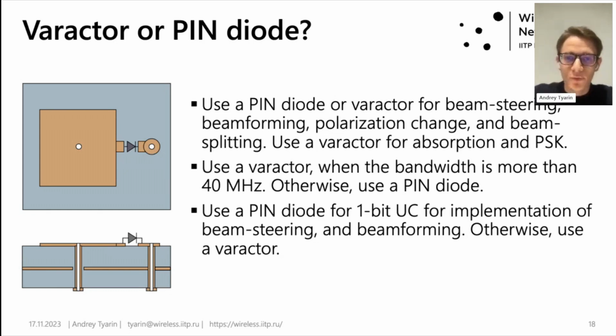Use a pin diode for 1 bit UC for implementation of beam steering and beam forming. Otherwise, use a varactor. Note that this recommendation is given for a simple UC structure, like this on the slide, with a single pin diode or varactor.